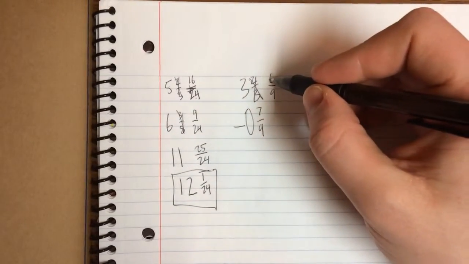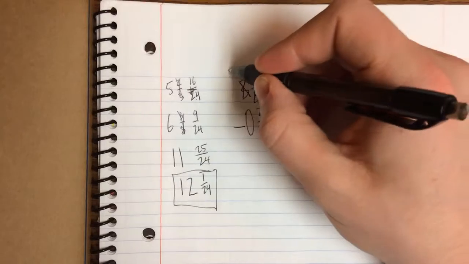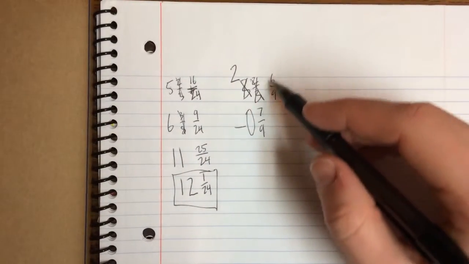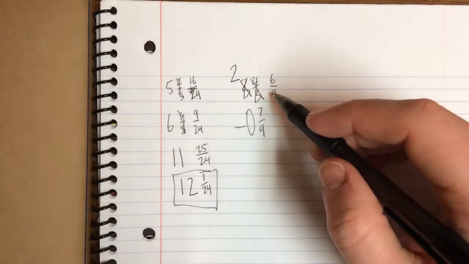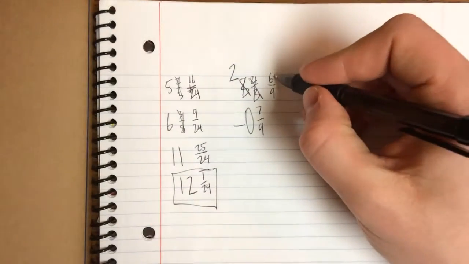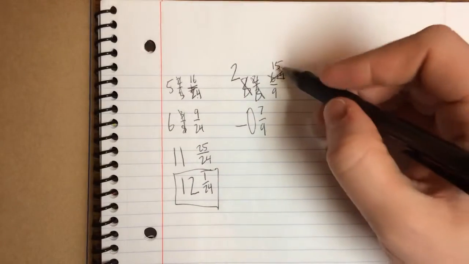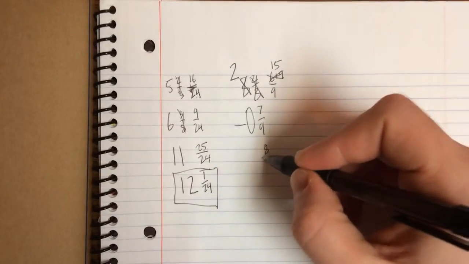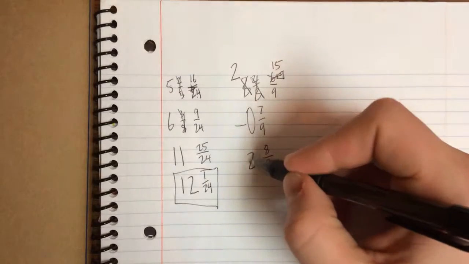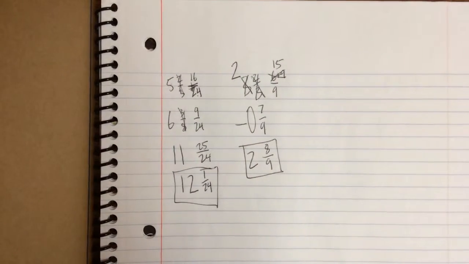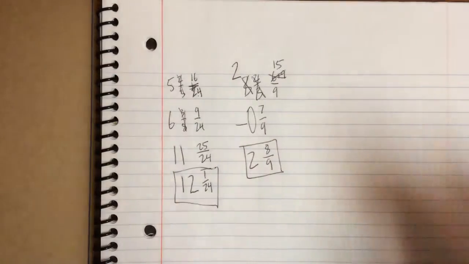So in order to make this bigger so I can subtract, I need to borrow from the 3, make that 2. So when I move 1 over here, when we're dealing with ninths, a fraction equal to 1 will be 9/9. So I'm actually adding 9 to this, so this becomes 15/9. 15 minus 7 is 8/9. 3 minus 1 is 2, so 2 8/9 would be the answer for number 8.